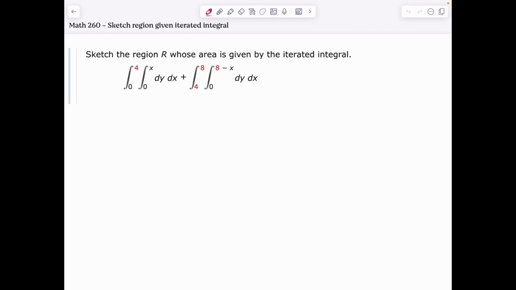On a problem like this, where we're given this iterated integral and we want to sketch the region R, whose area is given by the iterated integral, we might want to rewrite the integral specifying which limits of integration we're working with so we know what the graphs look like.